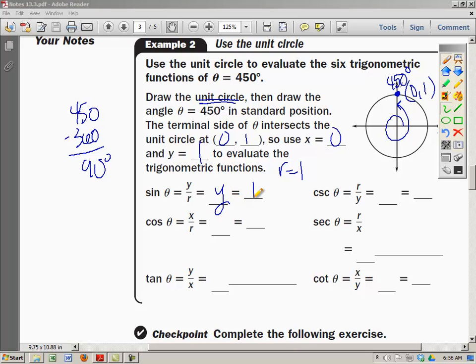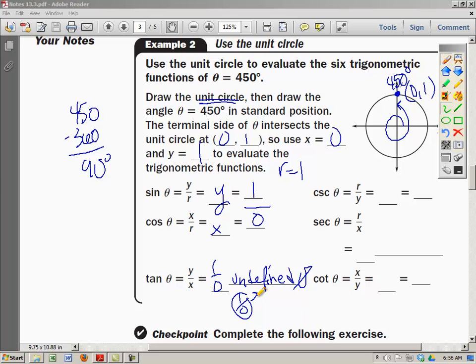All right? The cosine of theta ends up being just the x value, and the x value in this case is 0. The tangent of theta, as I said before, is sine over cosine, so you can think about it that way. It's simply sine over cosine, which is 1 over 0, which is undefined. Or what you could do is you could say it's y over x. In our case, y is 1, x is 0, and it's also, again, undefined.